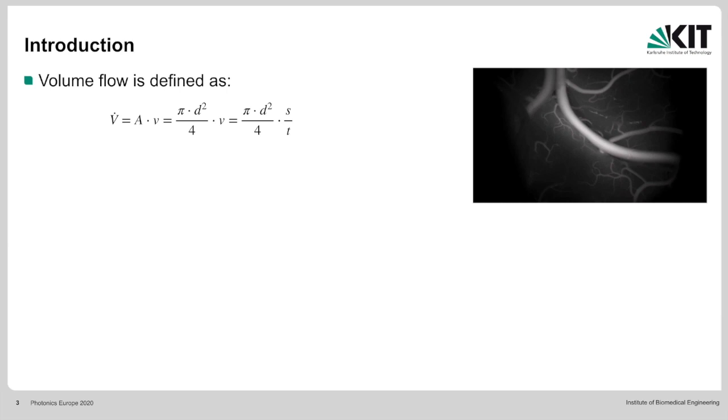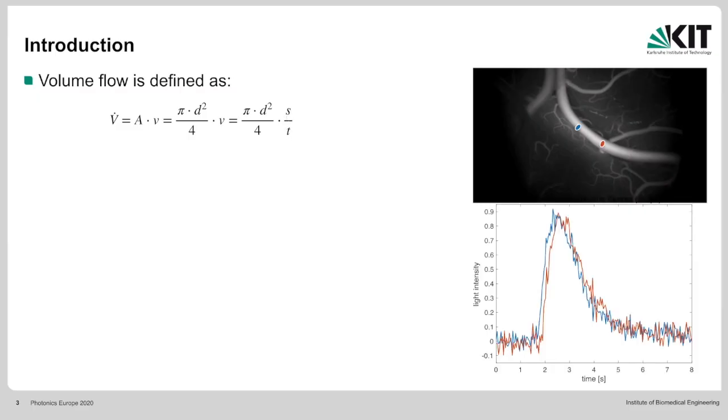So what is the volume flow? The volume flow is defined as the cross-sectional area times the flow velocity of our medium. If we resolve it, we have a dependency on the inner diameter, the distance traveled, and the time needed for it. You can imagine the distance traveled, for example between the blue and the red spot, as well as the inner diameter, can be extracted from the frames, and the time can be extracted by matching the two signal curves, which are seen down here.